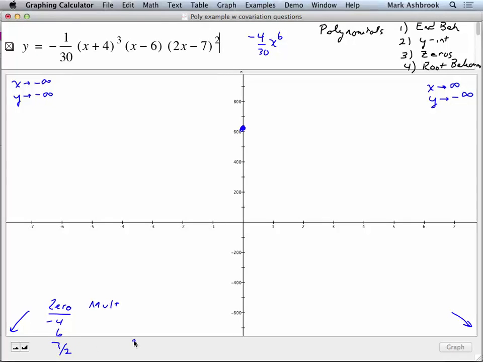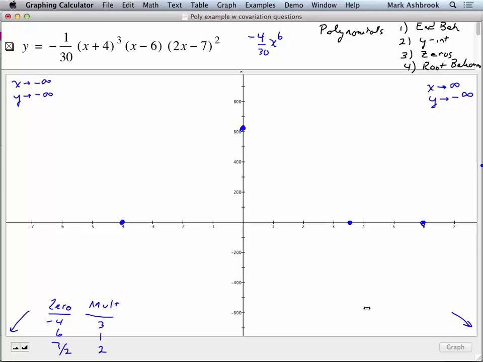What do you guys think? What's the multiplicity on our negative 4? 3, and then 1 and 2. Okay, so let's plot those points first of all. 0 at negative 4, 0 at 6, and 7 halves, 3.5. So here's where we've got everything but the middle, what the middle of this graph looks like. So we have to work our way in from the outside and follow the multiplicities.